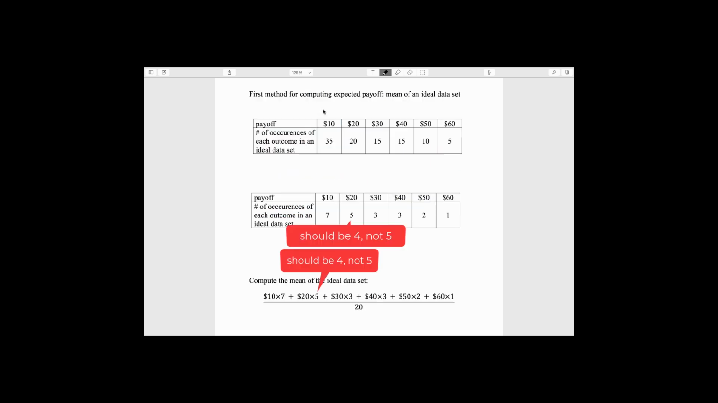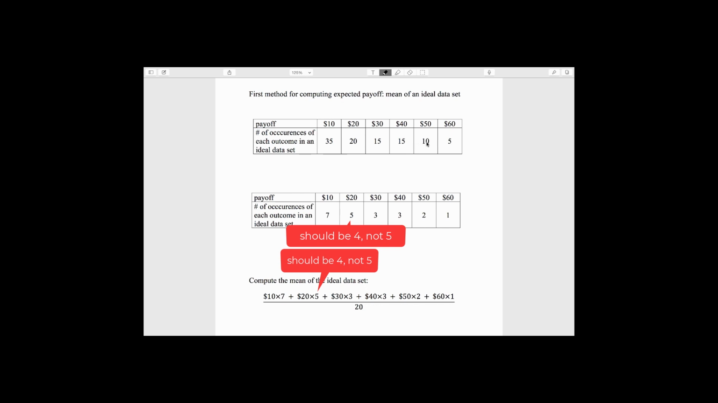To use the first method for computing the expected payoff, that is, to find the expected payoff as the mean of an ideal data set of payoffs, we first need to find an ideal data set, and this one will do just fine, with 100 total rolls of the die. Where did this come from? This came from just taking the probabilities, which were given as two-place decimals, and multiplying through by 100.